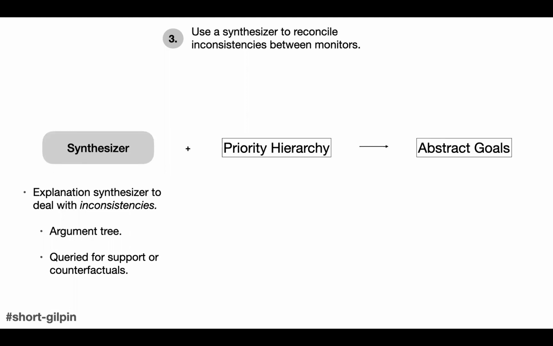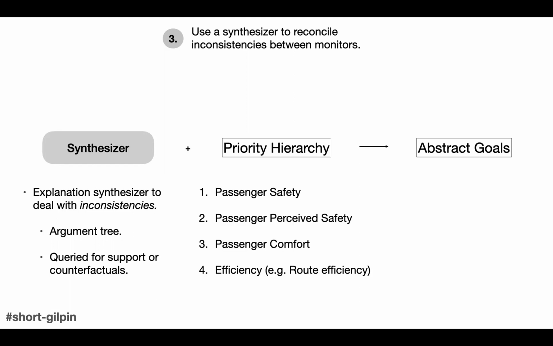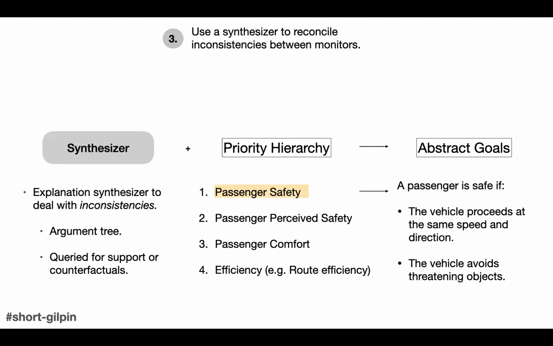And it represents that as basically an abstract goal tree. Now, for the self-driving car example that I showed, the priorities are basically passenger safety. That also encapsulates pedestrian safety close to the vehicle. And it goes down to passenger perceived safety, comfort, and finally efficiency. Since this is a short talk, I'm just going to be talking about passenger safety, how I represent that, and how I use that. Basically, I say that a passenger is safe if the vehicle is traveling smoothly, so it's proceeding at the same speed and direction, and it avoids threatening objects that could be in its way.